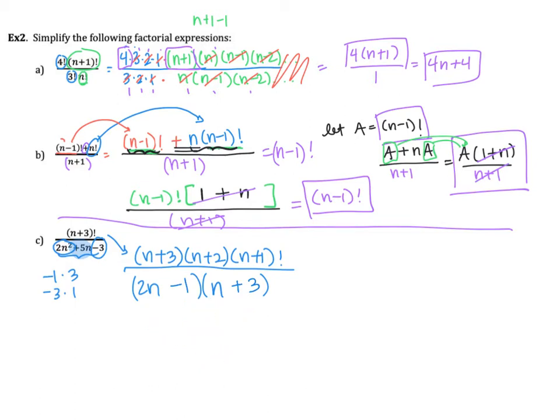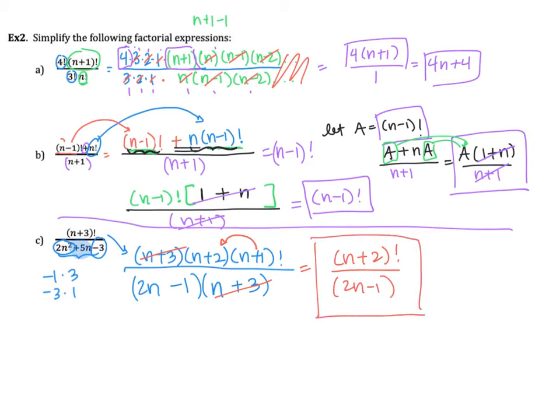So that factors to give me 2n squared plus 5n minus 3. So now we're going to try to cancel. So n plus 3 cancels with n plus 3. That's the only thing I can cancel. I'm done. So I'm going to regroup, and I'm just going to make this n plus 2 factorial. I'm going to put that back in there, and then I'm going to divide it by 2n minus 1. So this is my final answer.